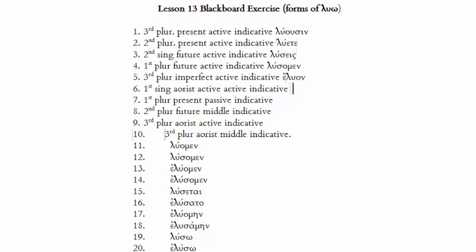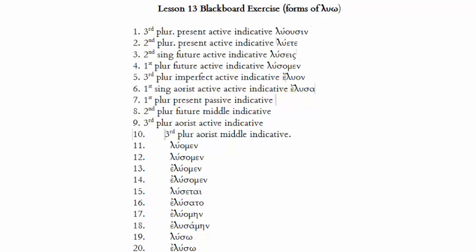Okay, all right, rolling on along here. The first singular aorist active indicative. But what's the aorist again? The third principal part, which is simply what? Elusa. Okay, and that happens to be the first singular form as well. Okay, elusa, elusas, elusen, elusamen, elusate, elusan. Okay? So that's a very common one, as the aorist is the most common tense, as we've discussed.